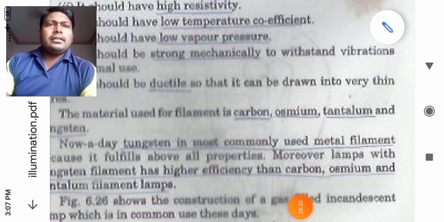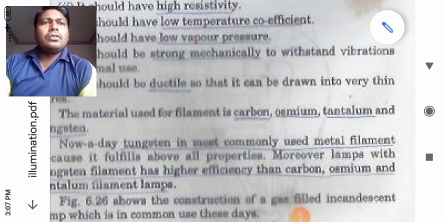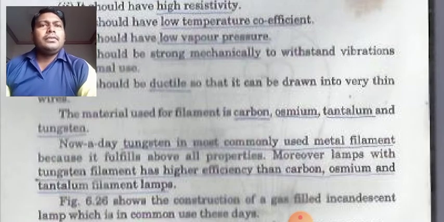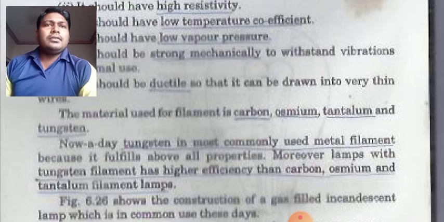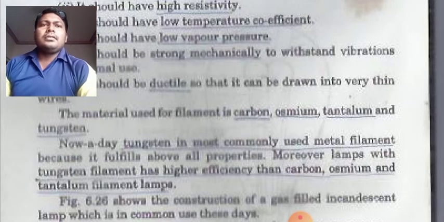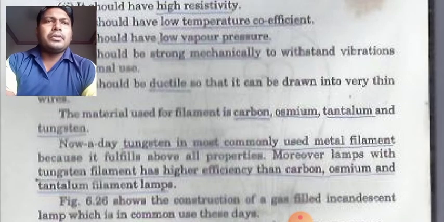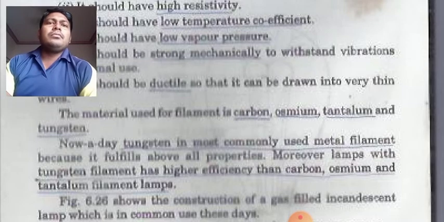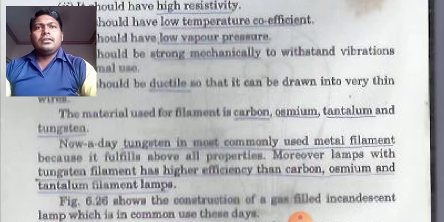Nowadays tungsten is the most commonly used metal filament because it fulfills all the above properties. Moreover, lamps with tungsten filament have higher efficiency than carbon, osmium and tantalum filament lamps. So that is the reason why, students, we go for the tungsten element.